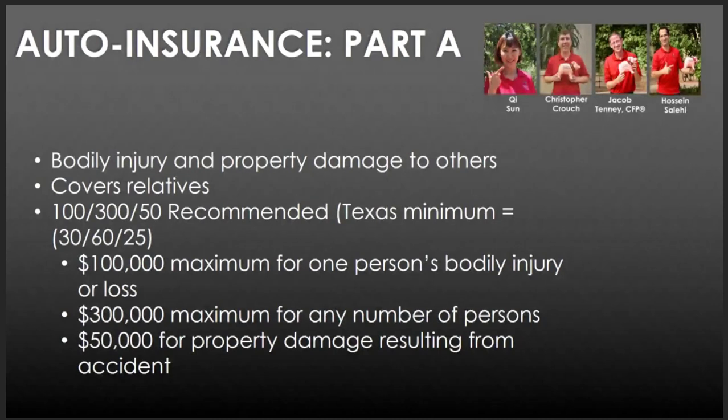Okay, you're kind of heading the right direction. The 30,000 is individual bodily injury. The 60 is the most it will cover for the number of persons. So if you had 3 people and they each needed 30,000, it'll only cover up to 60,000. And then the 25 is the property damage.